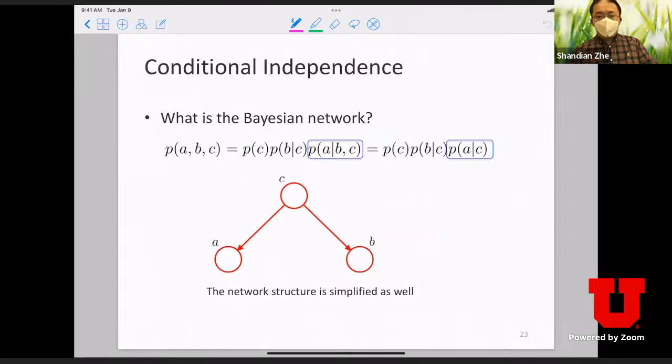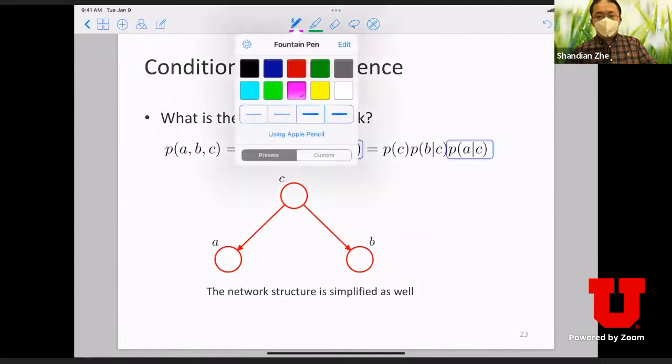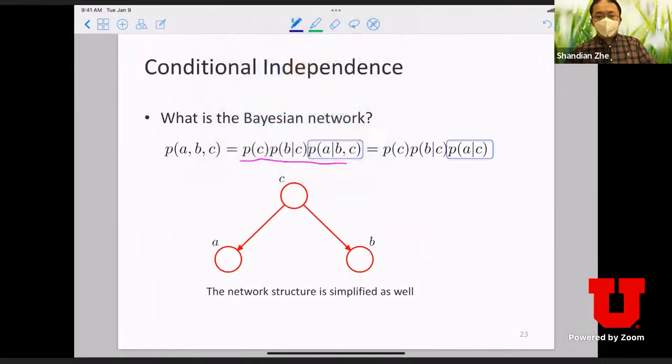As we just mentioned, when we reduce the edges from a fully connected Bayesian network, we're actually introducing conditional independence. So if we use the full Bayes formula to decompose the joint probability of A and B and C, it will be P of C times P of B given C, P of A given B and C. So that will be some edges like that.